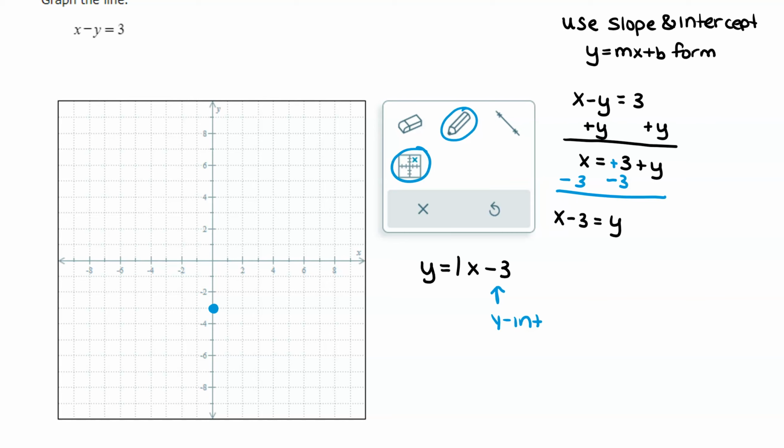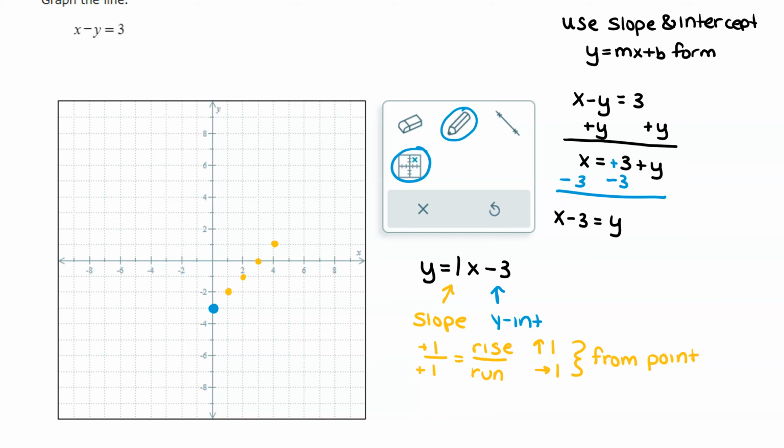So now the slope is 1. Remember, slope is rise over run. When there's no bottom, first of all, you put a 1. And then I like to put which way I'm counting. Since this is positive 1 over positive 1, I'll go up 1, right 1. And I'm going to do this from the point. So I'm going to start at this blue point and go up 1, right 1, up 1, right 1, up 1, right 1.